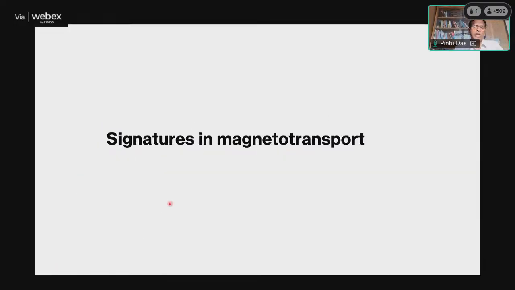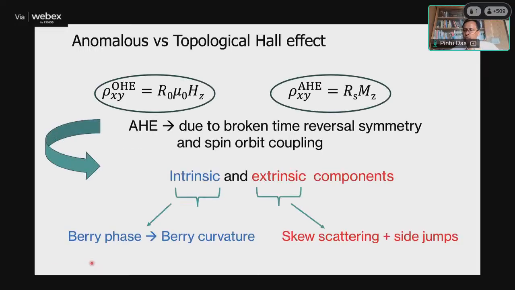Okay. So let us look at the signatures in the magnetotransport. Now, as you know, this is a ferromagnetic system, right? Typically, if you perform a Hall effect measurement on a ferromagnetic system, you measure the anomalous Hall effect in addition to the ordinary Hall effect. The ordinary Hall effect is proportional to the external perpendicular magnetic field, which I am calling Hz.